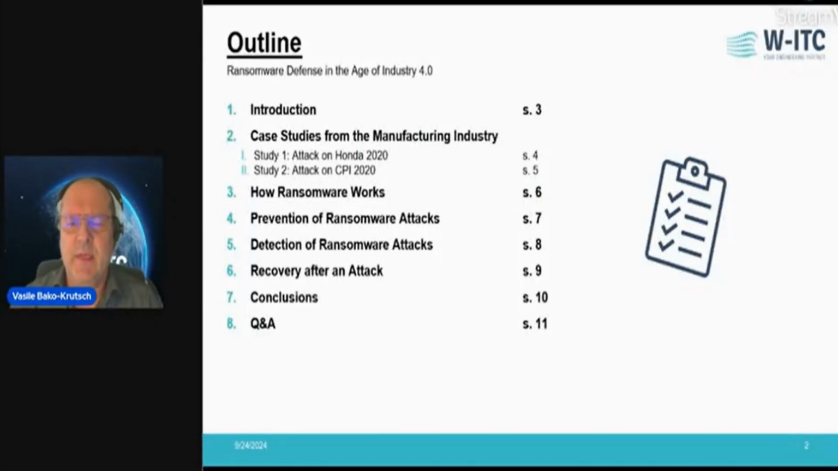Today's presentation, as you can see on the slides, is structured as follows. We have a short introduction of 2 case studies to warm up. Then we will go a little bit into detail how ransomware works, how you can prevent ransomware attacks, how you can detect ransomware, and how you recover after an attack. A few conclusions after these parts, and then hopefully we'll have also a short Q&A part.